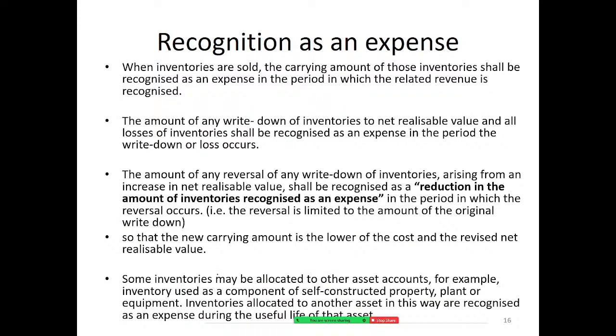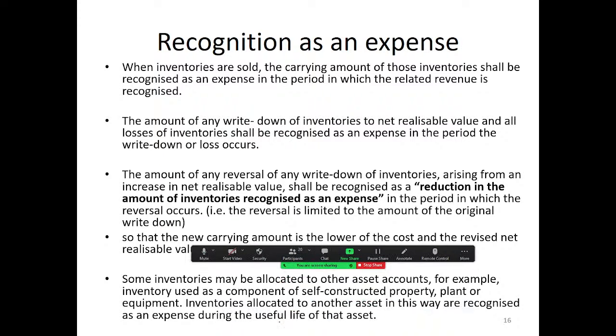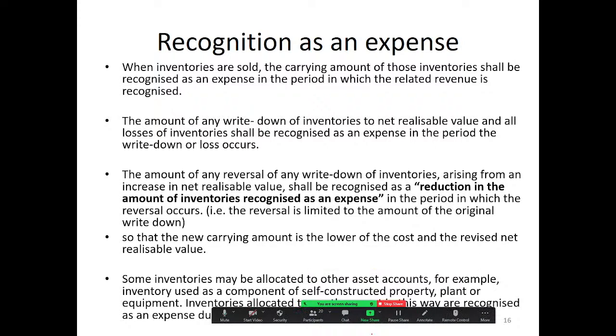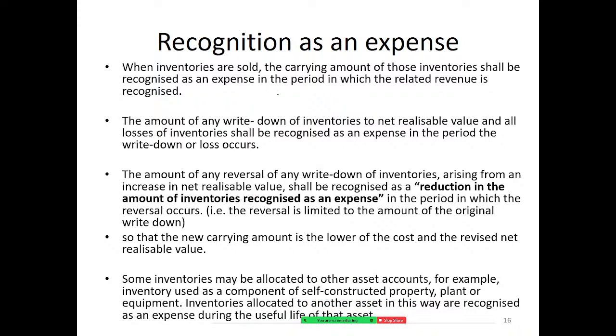Some inventories may be allocated to other asset accounts. For example, inventory used as a component of self-constructed property, plant, equipment. Inventories allocated to another asset in this way are recognized as an expense during the useful lifetime of the assets. You know, the entity is going to build a new office building. So they want to construct a new office building.